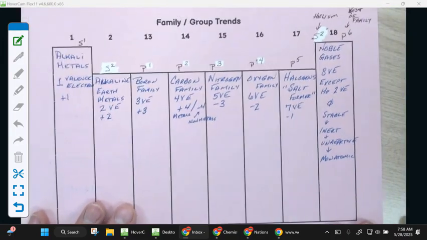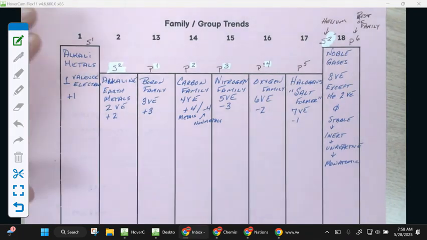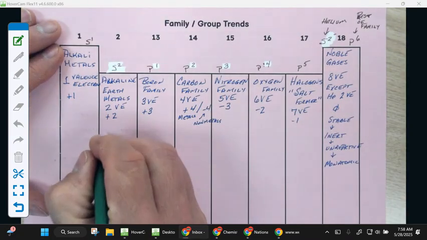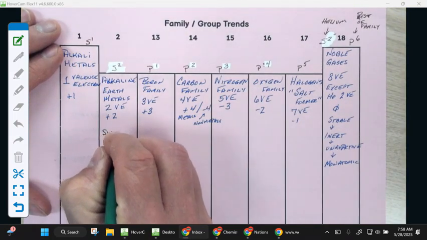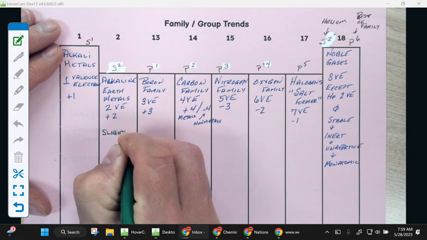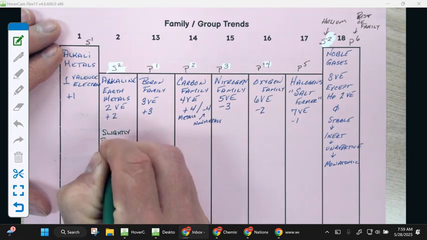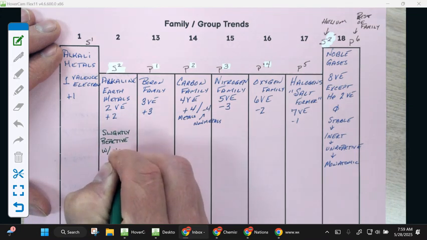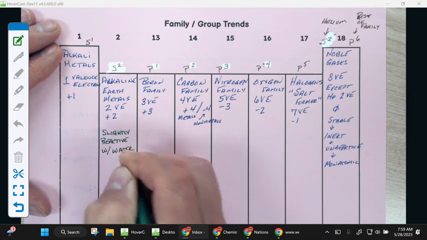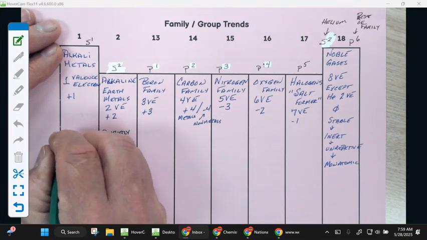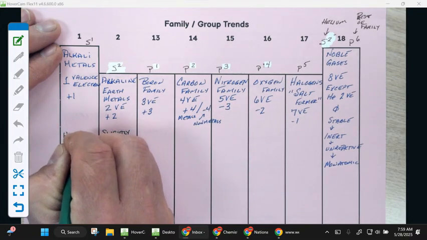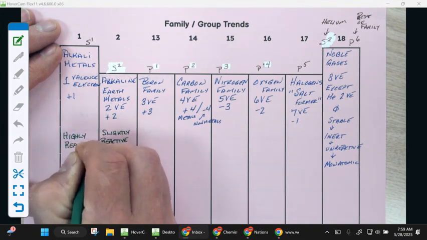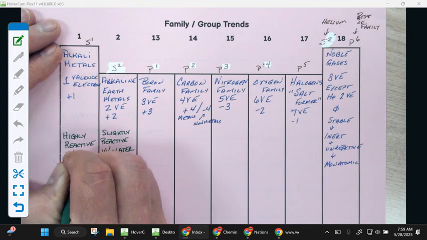Okay. So on here, ladies and gentlemen, here's what I am adding to group 2. I am adding that these are slightly reactive with water. And I am adding to group 1 that they are highly reactive with water.